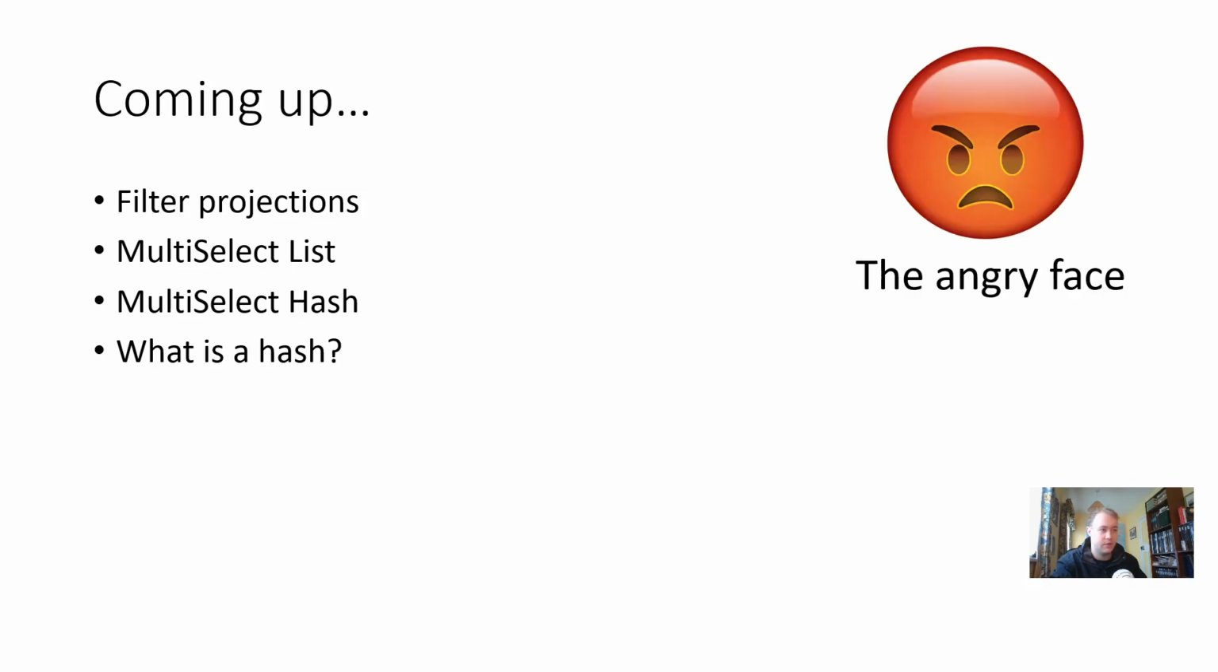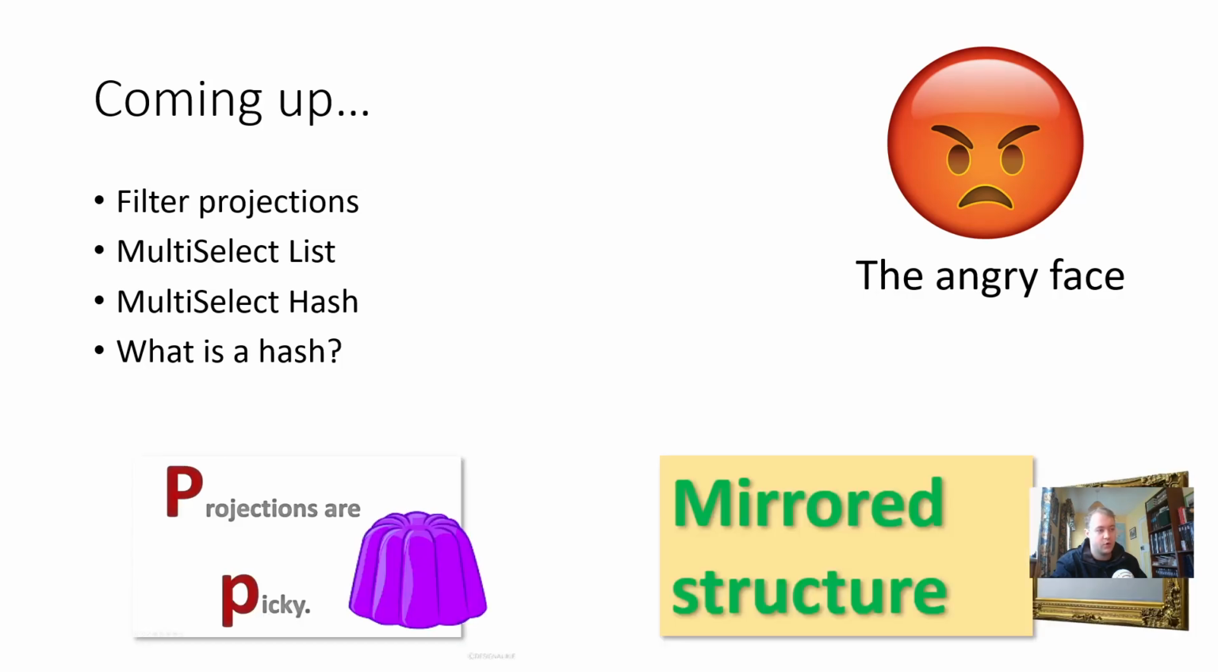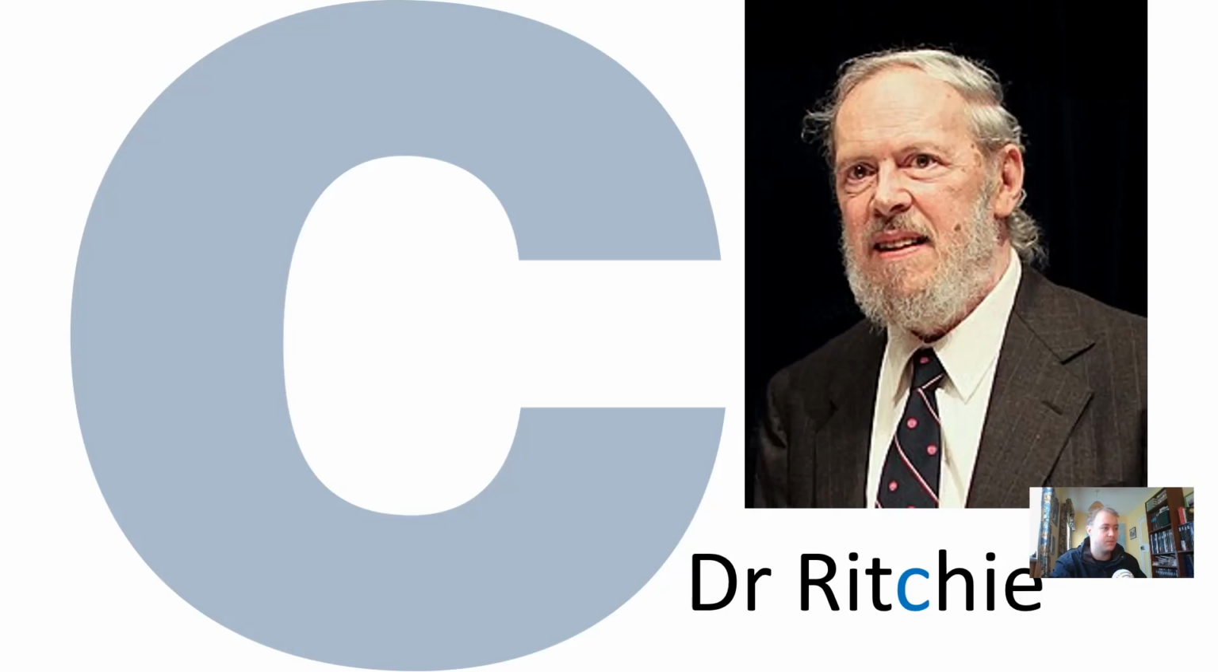We're going to look at a complaint from the angry face about flattened projections or flatteners, and we're going to point out this distinction between projections being picky and, when it comes to multi-select queries beginning with M, they like to mirror the structure and they will put in null when they don't find anything, but that'll make sense, that distinction between projections being picky and a mirrored structure, in due course.